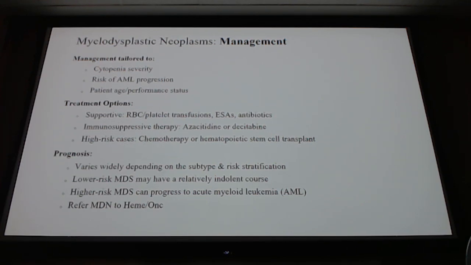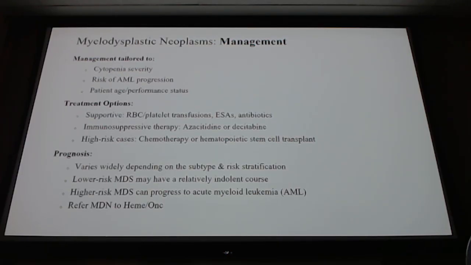Also, patient age and performance status, right? So this is a slow progressing disease. You have an 85-year-old that you diagnosed. Aggressive treatment may not be indicated. They may not want to pursue that. They may not want to be undergoing that. For the quality of life for the last 5 to 10 years of their life, they may want to focus on that versus curative options.